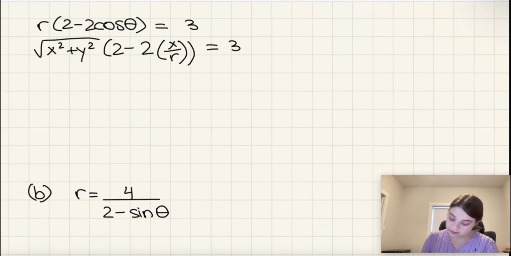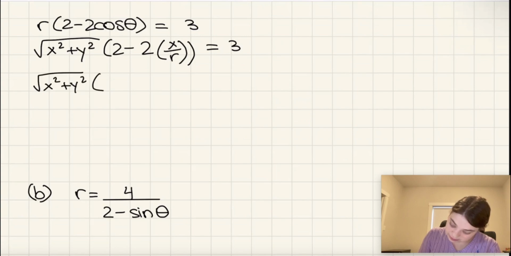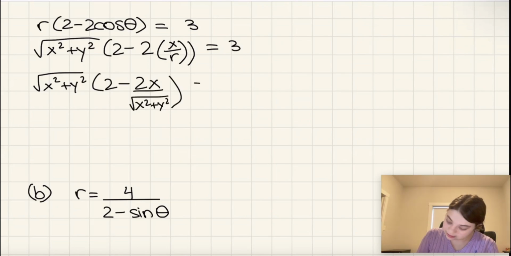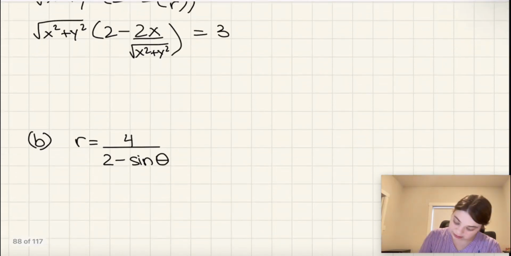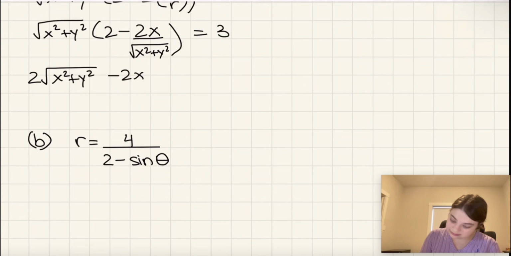So r, again, what would r be equal to? The square root of x squared plus y squared. So the square root of x squared plus y squared times 2 minus 2x over the square root of x squared plus y squared is equal to 3. Then if we distribute, we are going to get 2 square root x squared plus y squared minus 2x is equal to 3.